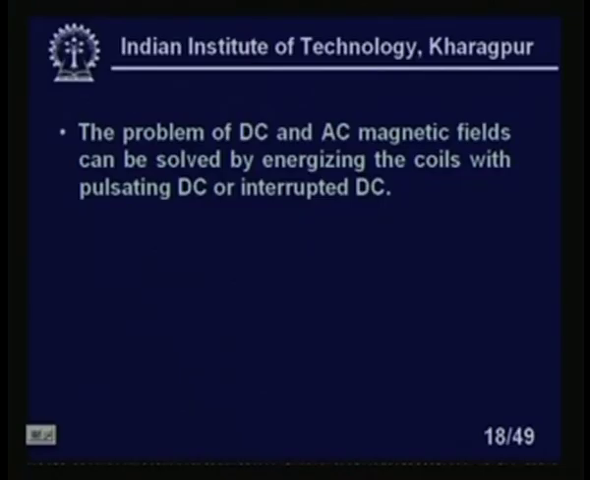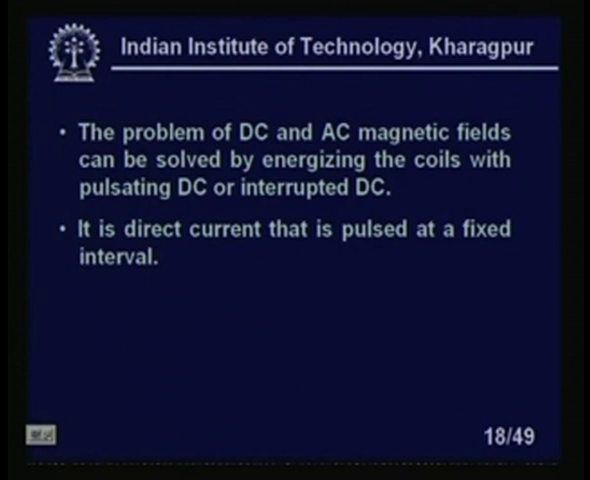The problem of DC and AC magnetic fields can be solved by energizing the coils with pulsating DC or interrupted DC. Then there will be no DC problems like polarization effect, electrochemical effect, or thermoelectric effect, nor the transformer feedback actions which are common in the case of 50 Hz AC energized magnetic field. We can discuss this in detail. It is a direct current that is pulsed at a fixed interval.